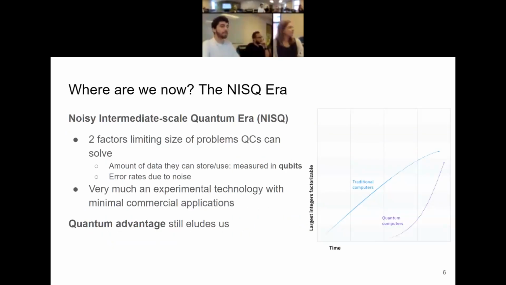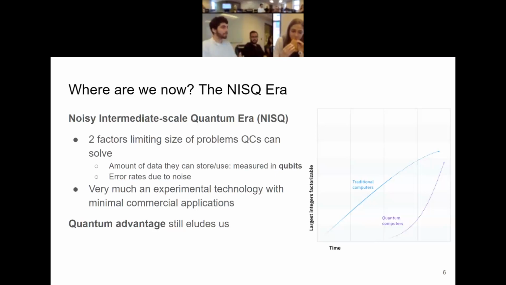So what we're in now is basically called the NISQ era. It stands for the Noisy Intermediate Scale Quantum Era, which we'll learn a little bit more about as we go through. Essentially, what noisy means is that the qubits, which are the fundamental unit of information in a quantum computer, are very susceptible to the noise in our environment, like thermal noise or radiation.